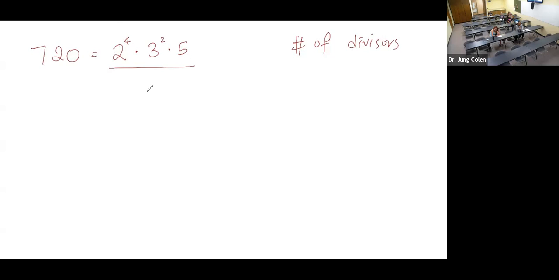So we use the prime factorization, right? Now, number of dividers. How many dividers are there? So there's 4 plus 1, 2 plus 1, and 1 plus 1. We multiply them together. So we get 5 times 3 times 2, which is 30. So there are 30 dividers. Can you give me some examples of those dividers?